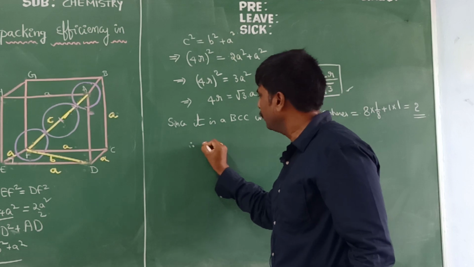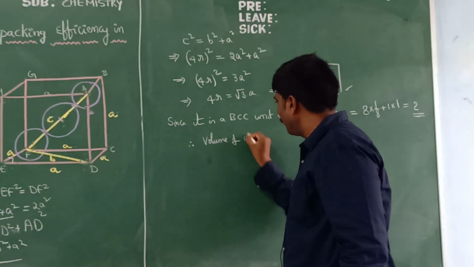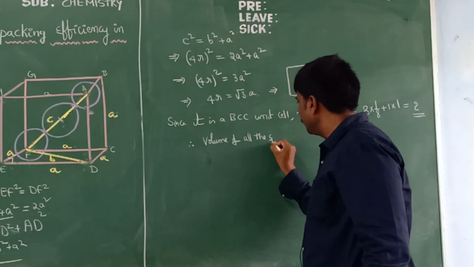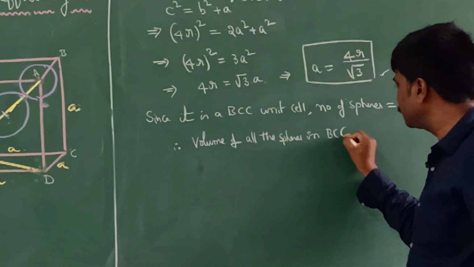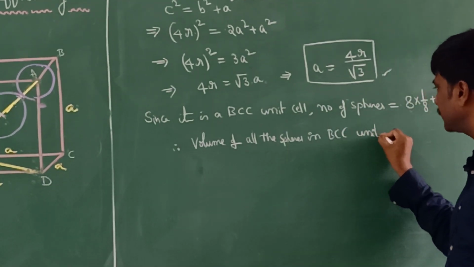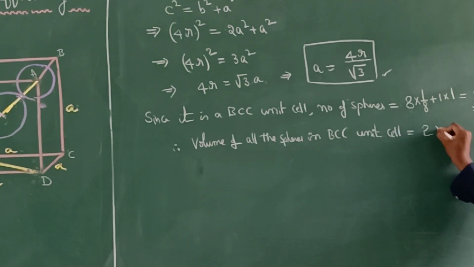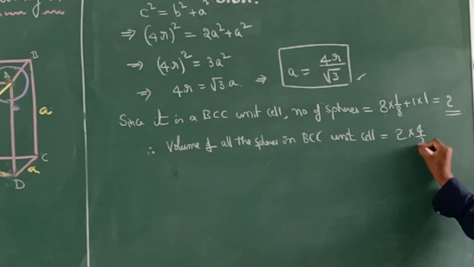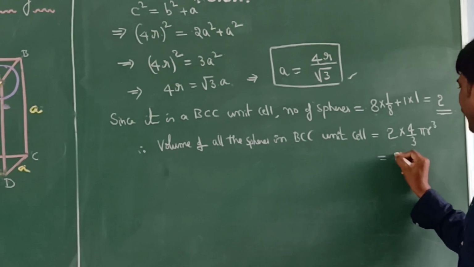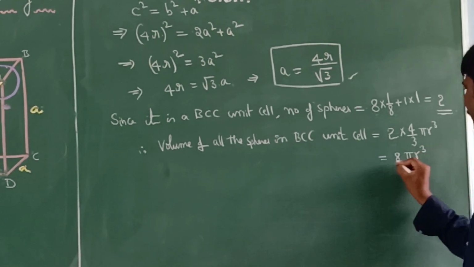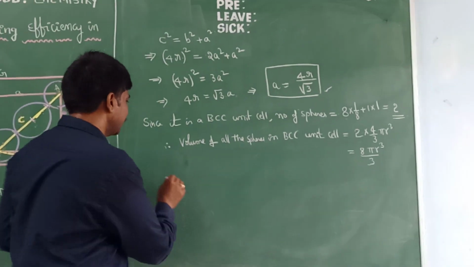Therefore, the volume of all these spheres in the BCC unit cell is equal to, how many spheres are there? Calculated 2. What is the volume of a sphere? 2 into 4 by 3 pi r cube. So that is equal to 8 pi r cube by 3. It is the volume of all these spheres in the BCC unit cell.